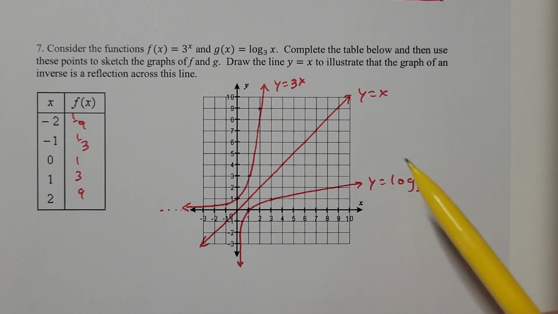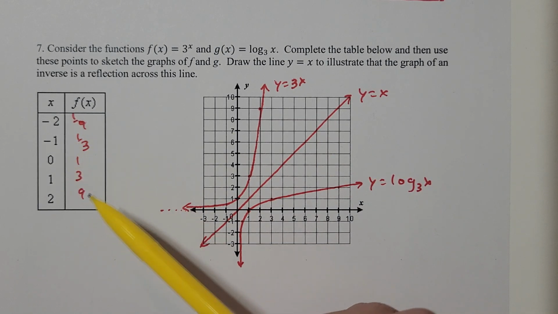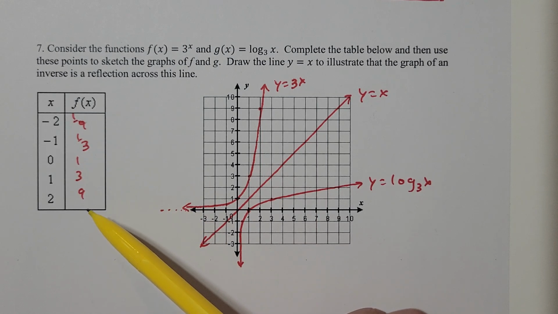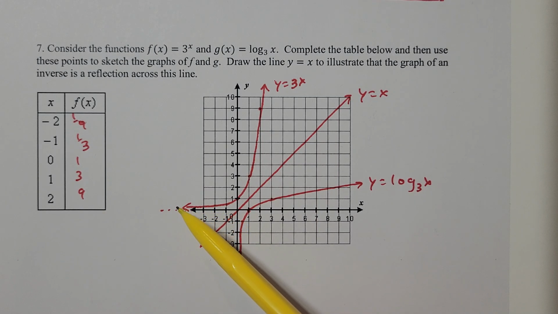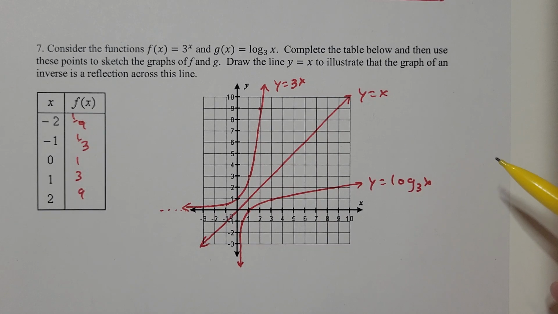And, you know, because x can be positive or negative or 0, it does not matter. You'll never have a negative coming out of this. You'll also never have 0 coming out of this. Okay, so this curve is going to get closer and closer to the x-axis there on the left, but it's never going to get there. Okay, so that'd be the graph of y equals 3 to the x.